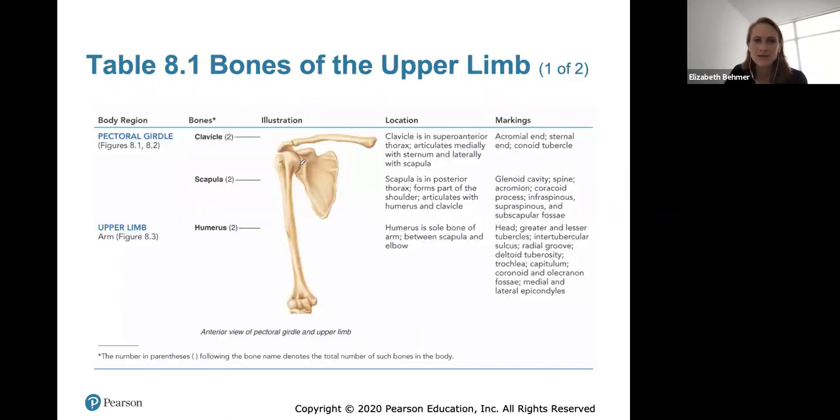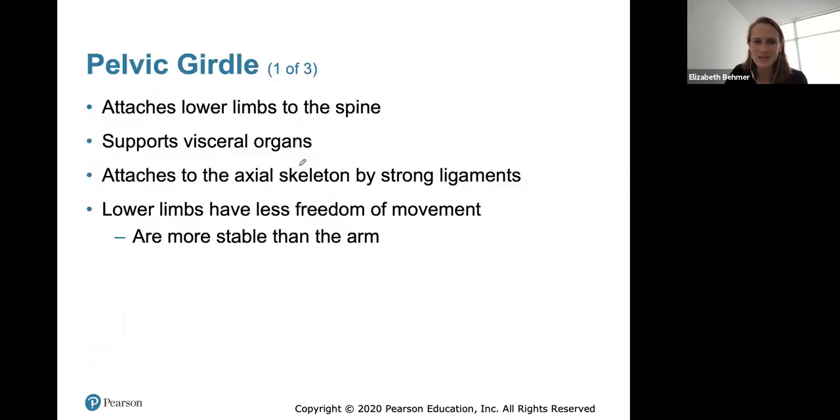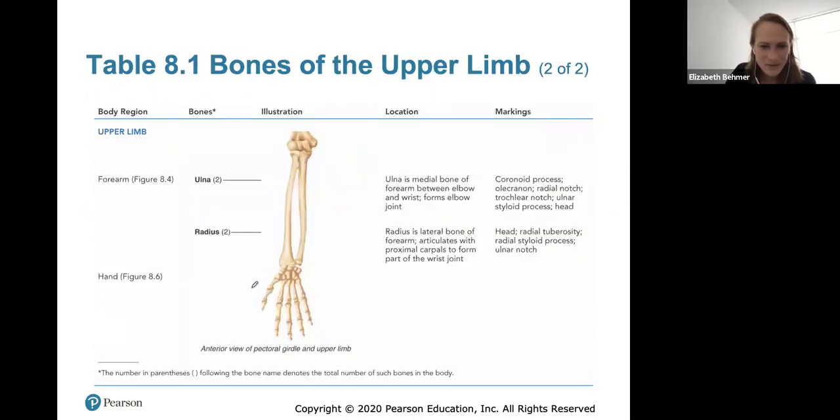So here is a review, the bones of the upper limb. You guys can review this here. And I still am looking for a good hand figure, but I think there's a good hand figure in your lab book and some of the other materials that are on Canvas. But here are the carpal bones in the wrist. And then here are the metacarpal bones.